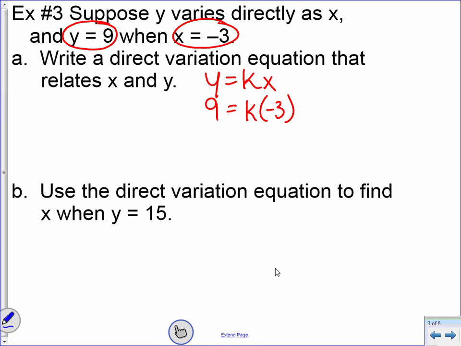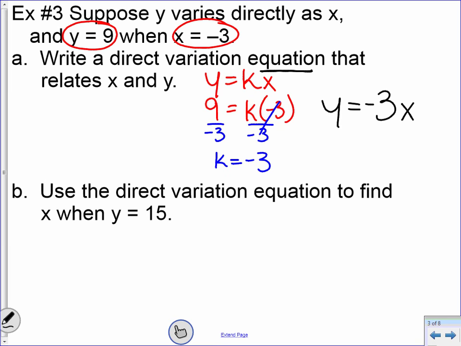So if you solve for k by dividing by -3, you'll get k equals -3. Now that's not the answer that the question asked for. It asked for an equation. So I'm going to fill in y equals -3x is my direct variation equation. So remember, a direct variation equation includes a number for k. It leaves the x and y, and then remember there's no plus b at the end because it's 0.